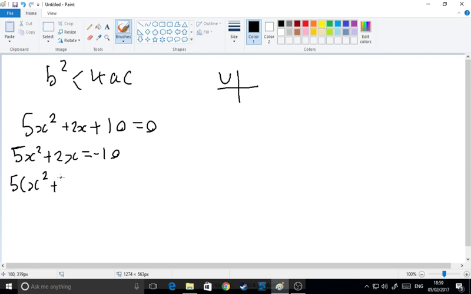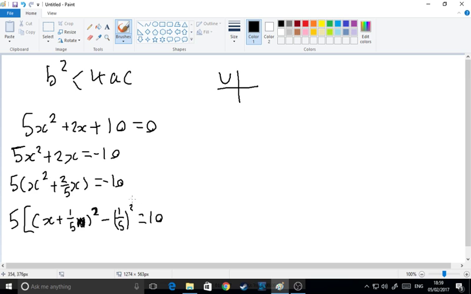5 times x squared plus 2 over 5 x equals minus 10. Now let's complete the square. 5 times x plus 1 over 5, squared. Oh, no, silly me, don't leave that there. Squared minus 1 over 5 squared equals minus 10. Okay, let's now work out that. So this squared, 1 over 25, times by 5, 1 over 125, so 5 times x plus 1 over 5 squared minus 1 over 125 equals minus 10. Just realized an error there. Minus 10.